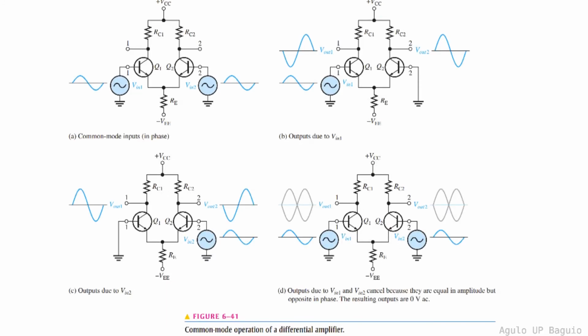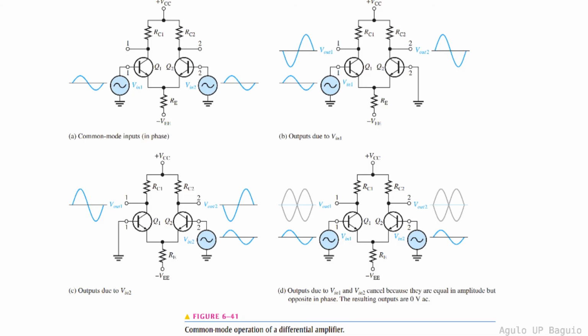Finally, let's consider the case when both inputs are in phase and take a look at the outputs. If we ground input 2 first and let input 1 be the input AC signal, then we have an inverted signal at the collector terminal of Q1 and an uninverted signal at the collector terminal of Q2. If we ground input 1 and then let input 2 have the input AC signal, then we have an inverted signal at the collector terminal of Q2 and an uninverted signal at the collector terminal of Q1.